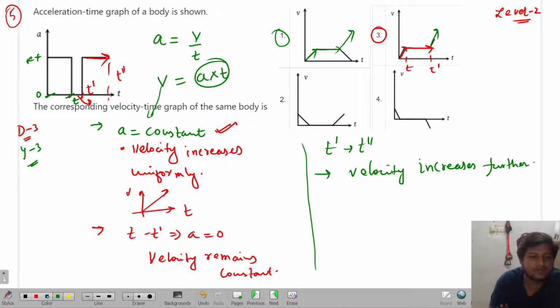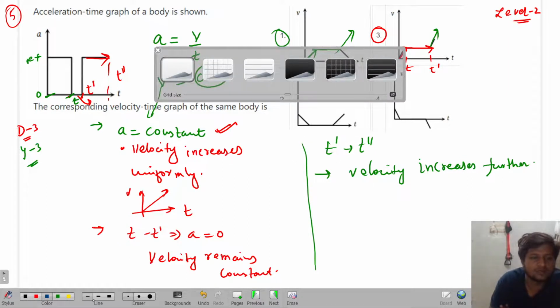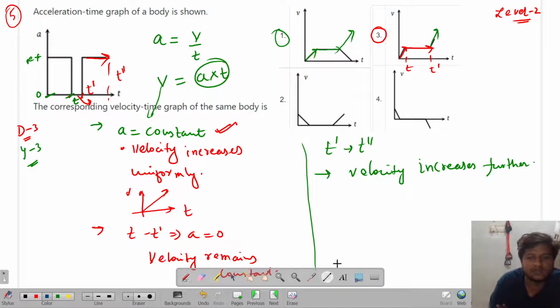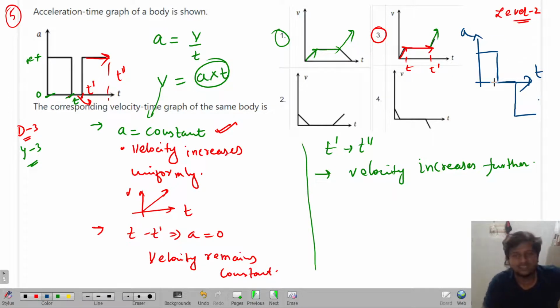But if in the similar acceleration time graph, I'll show, this is my acceleration time graph, and it is remaining constant. After that, if I would have got this kind of acceleration time graph, then you know that for this case, since after time t prime to t double prime acceleration is becoming negative, that means what? The velocity should have decreased. So for this acceleration time graph, option 1 is correct. For this acceleration time graph, option 3 is correct.